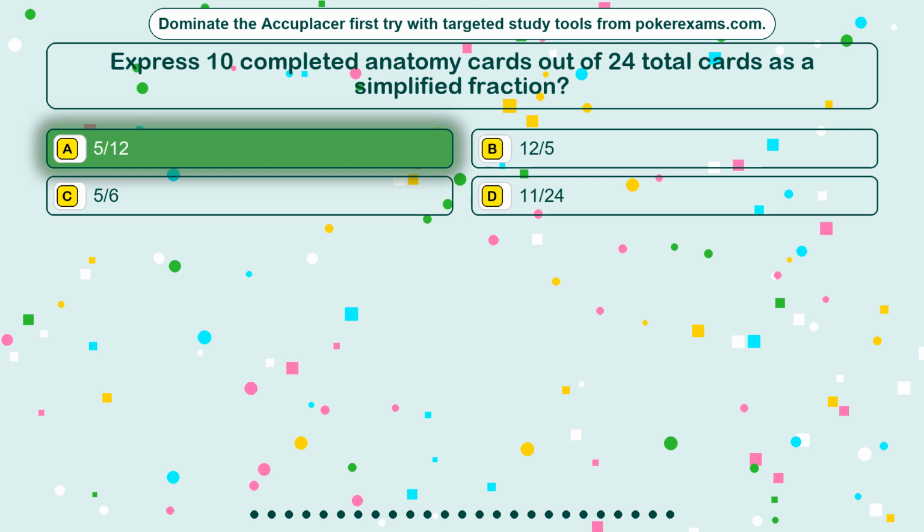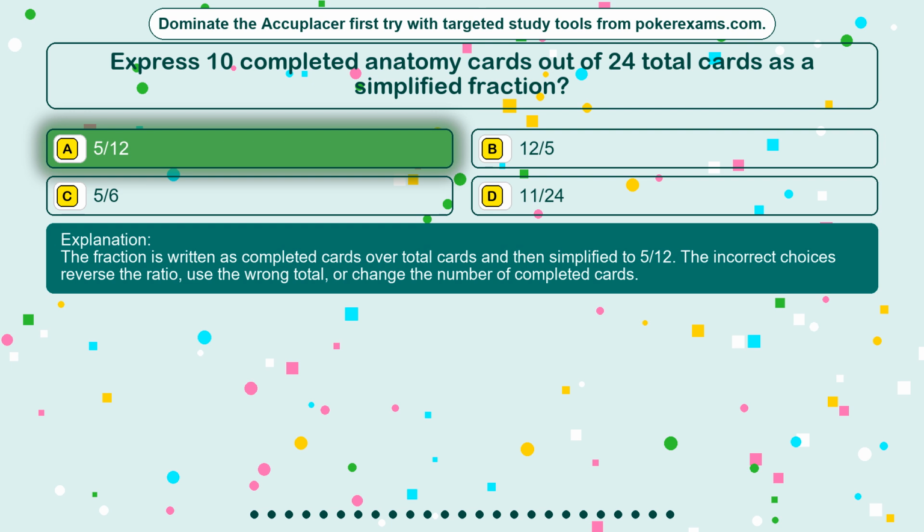The correct answer is option A, 5/12. The fraction is written as completed cards over total cards and then simplified to 5/12. The incorrect choices reverse the ratio, use the wrong total, or change the number of completed cards.